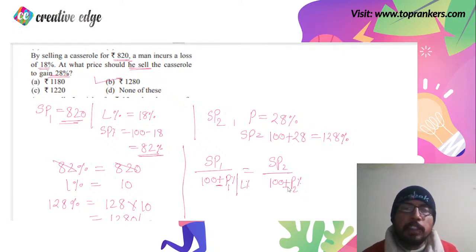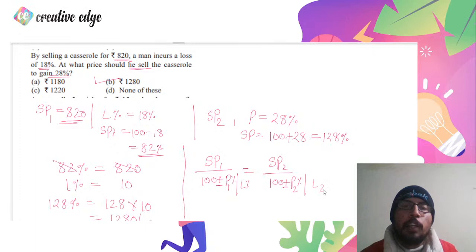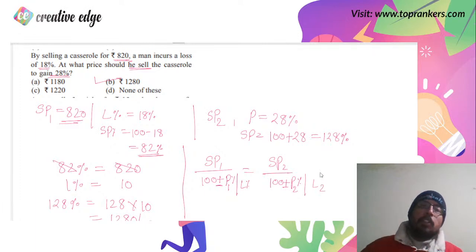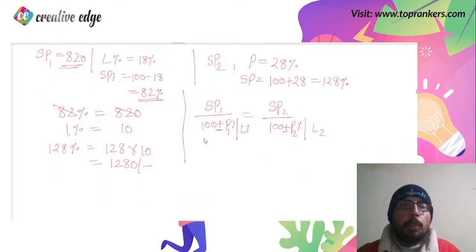In the same way, in the second situation as well, if you are incurring a loss, this P2 can be replaced by minus of L2. So you can use this formula as well. That means you were given SP1. SP1 was 820. So 820 upon 100.